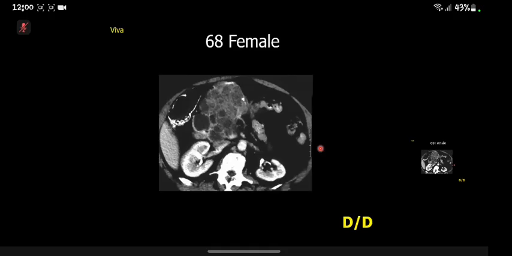So since we are doing the pancreatic cystic tumors, this most likely can represent a cystic tumor with a calcification. So it could be serous cystadenoma. And why not a mucinous cyst?